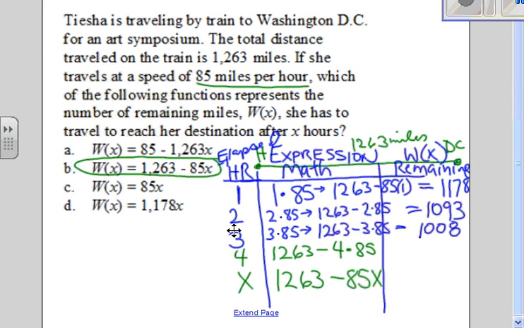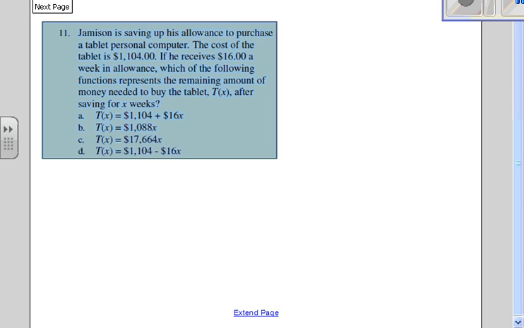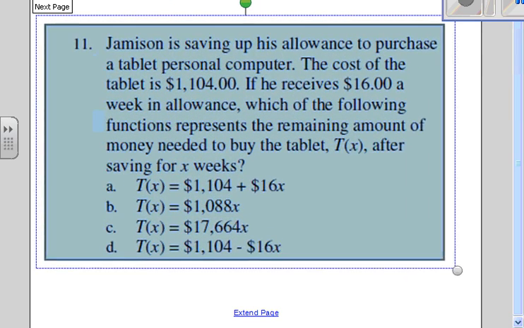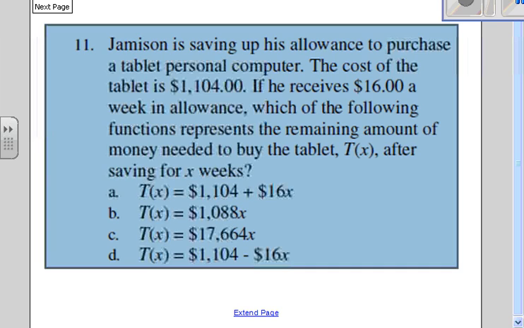So based on that, here's your redemption problem. Put your video on pause if you need to. Jameson's saving up his allowance. The cost is $11.04. He receives $16 a week. Which of the following functions represents the remaining amount of money needed to buy the tablet? It's very, very similar. The difference is that instead of distance, it's money.